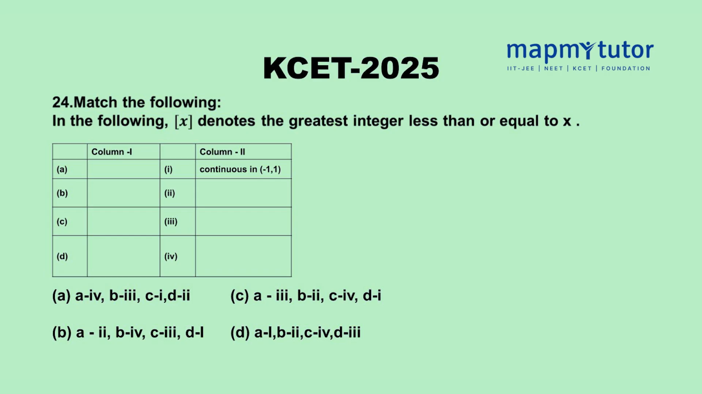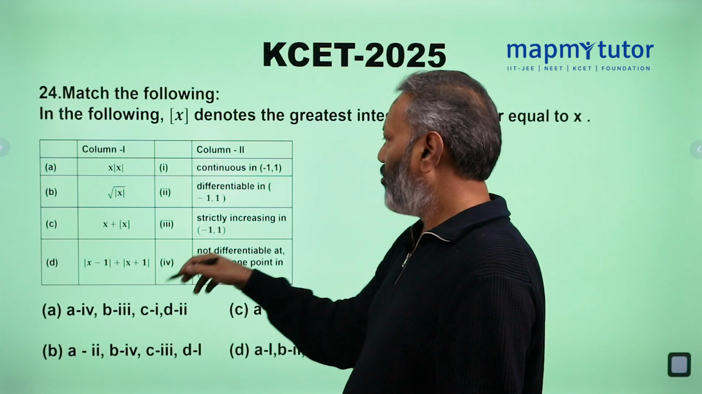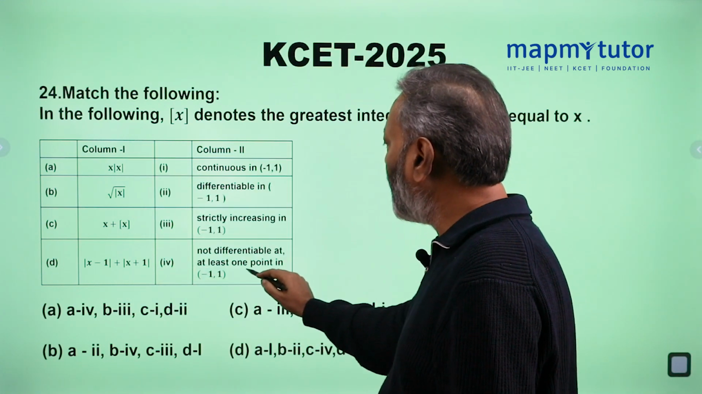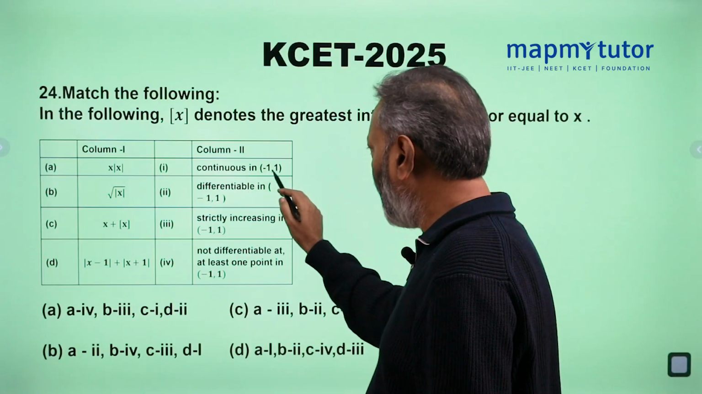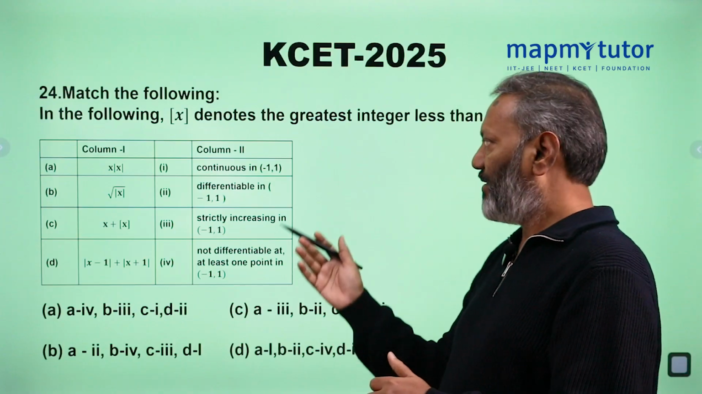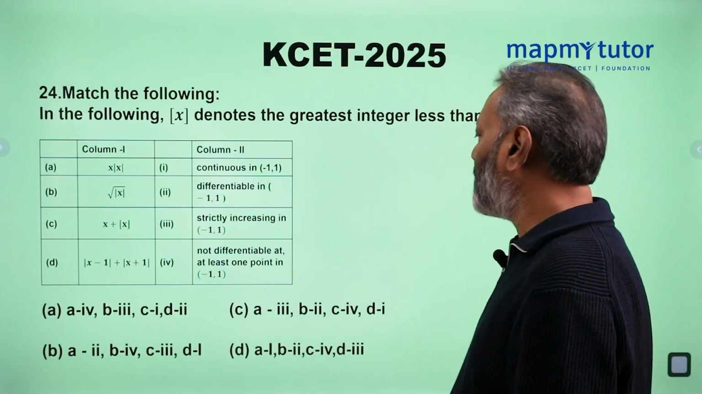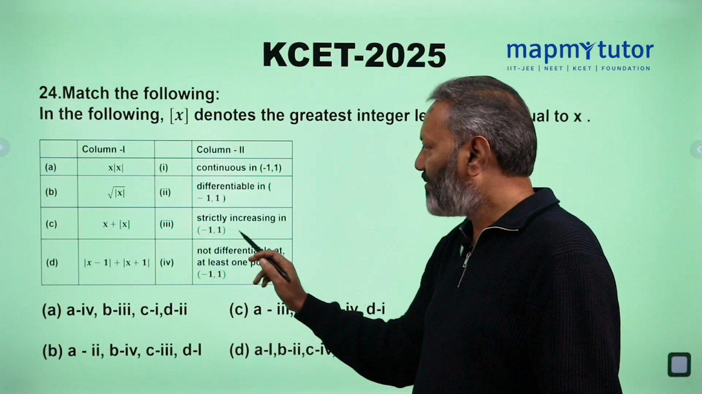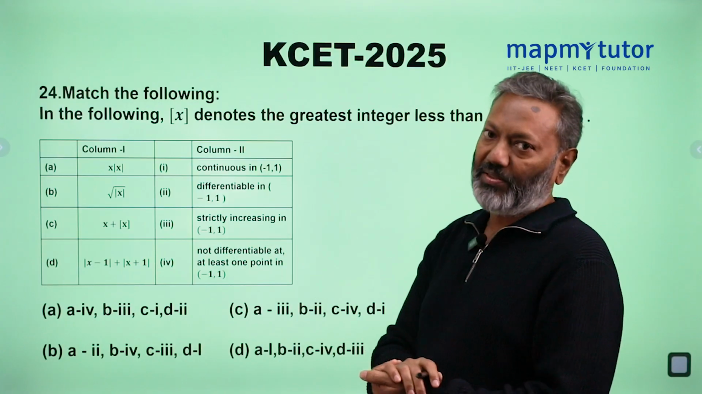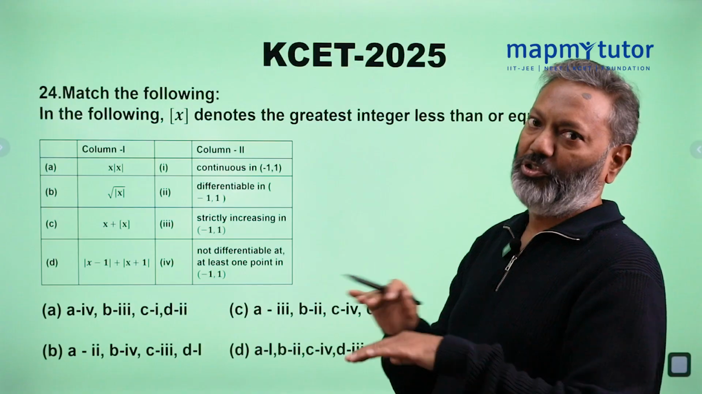It is a match the following model. In match the following model, you know, there will be two columns. Column 1 contains all the functions and column 2 contains their continuity status or differentiability status. So it is from the continuity and differentiability topic. Easily we can recognize, and options are there. From the options we can easily observe that one function is matched with only one entry in column 2. That's why it is easy. So once you find one match with one function, job is done.